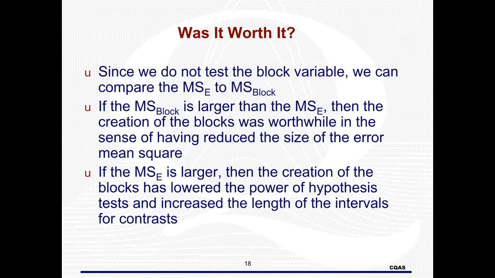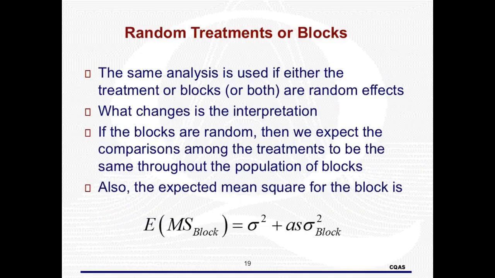This is where you evaluate whether blocking actually helped. If the block mean square is large relative to error, blocking reduced variability, good. If not, you may have actually hurt power. If blocks are random, interpretation changes. We're now generalizing treatment comparisons across a population of blocks.